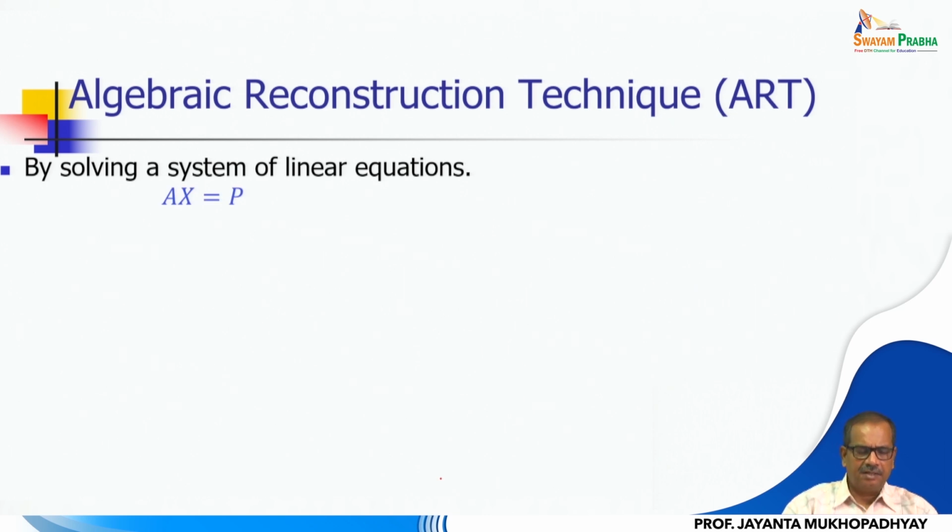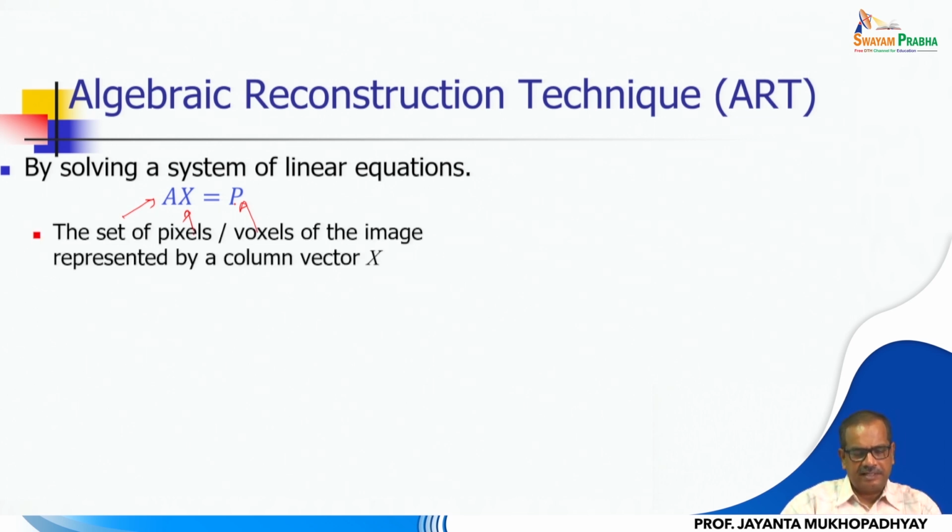You can see these equations in the familiar form of a linear equation. A is the set of coefficients, x is the functional values along that particular cross section, and p is the respective value of the line integral. So the set of pixels or voxels of the image is represented by a column vector. That is what you are considering.